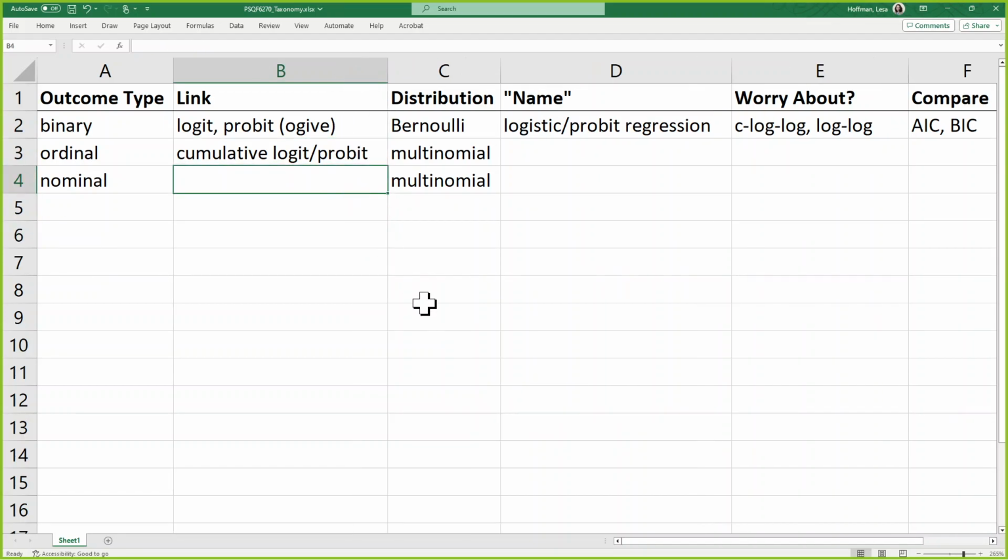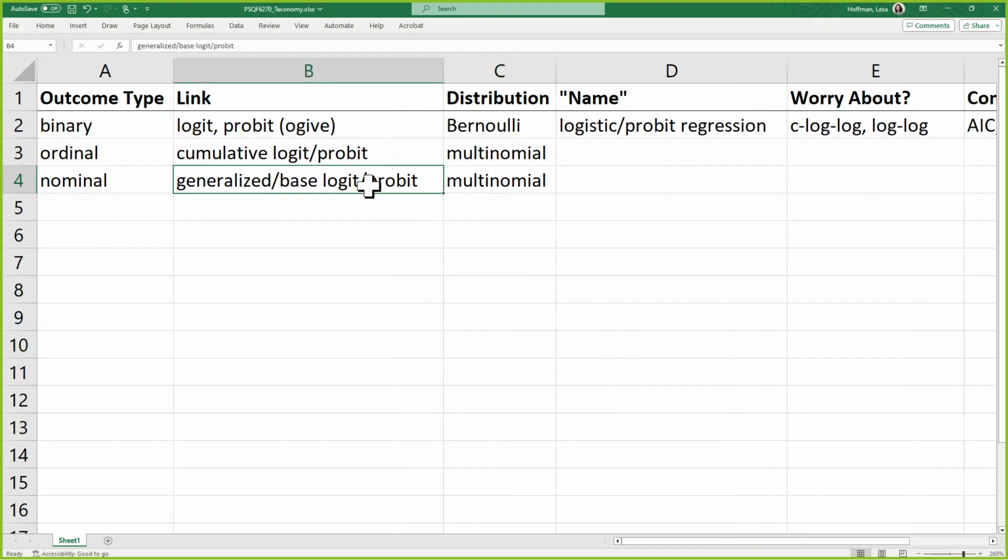What about for nominal? Does that type of link function make any kind of sense? Probably not. They're not numbers. They're not ordered. So there's another kind, and this has a couple different words to it. It is known as generalized, which is a word that means about 17 different things, so that's not a helpful one, or baseline category, baseline logit or probit. This is the one that's like dummy coding.